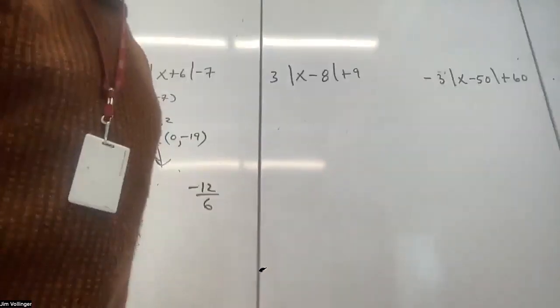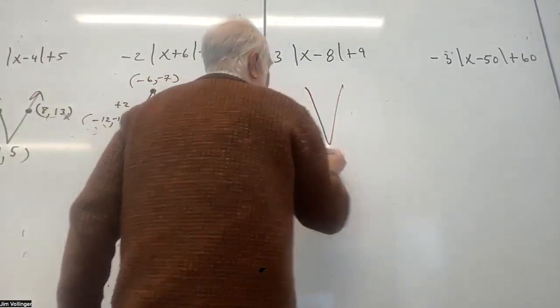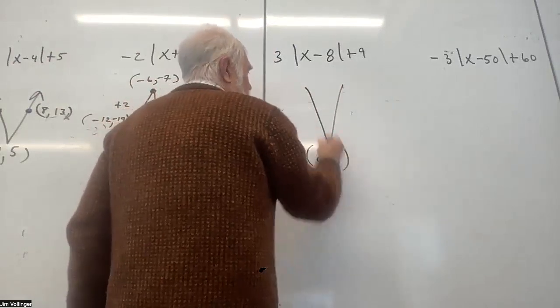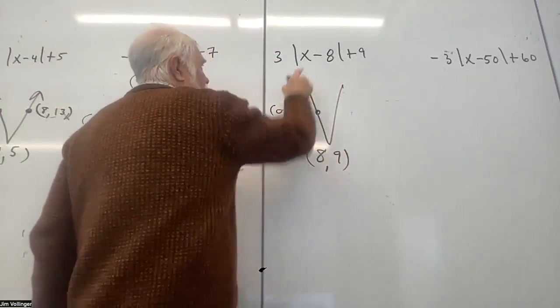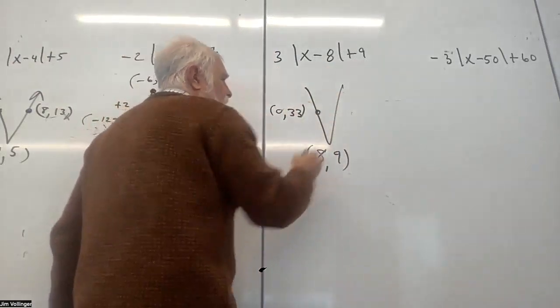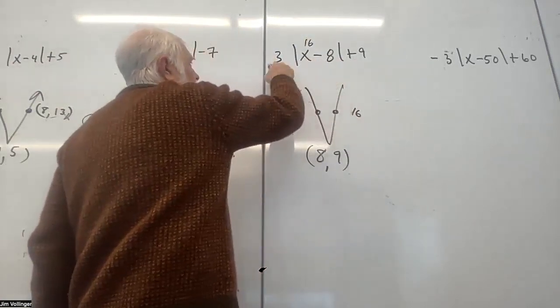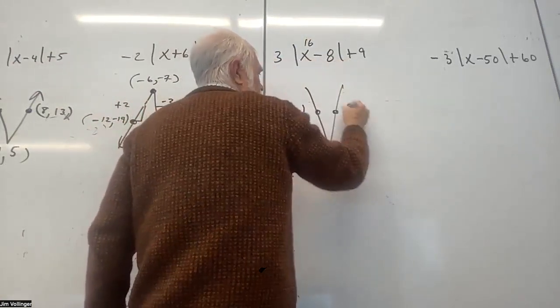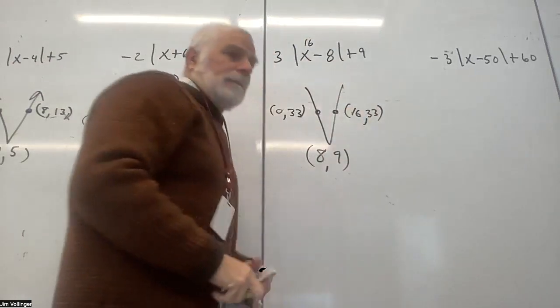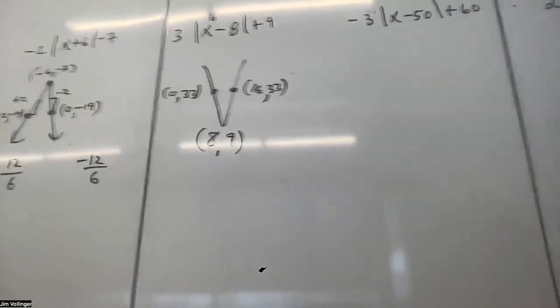All right, we got 2 more of these to do. And this is recording finally. I see a positive, I see a V-shape up, I see an 8 and a 9. Zeros to the left. If I put a 0 in, 24 plus 9, 33. And that should happen if I put a 16 in as well. I still get 8 times 3, 24 plus 9, 33. Okay, it's a 10-second question if you know what you're doing.